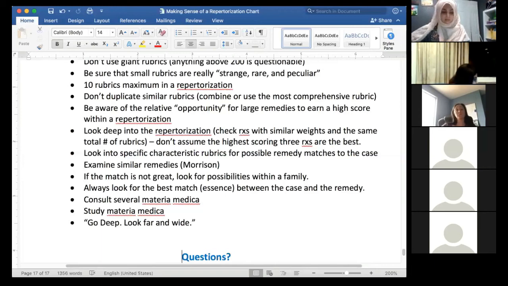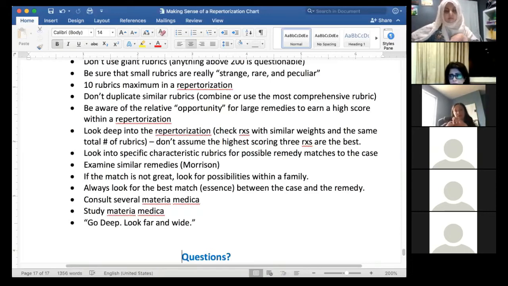It doesn't have, you can't look up remedies on it, but it's a nice little program for 99 bucks. And then you can send your chart to your email. So that's something you want to look at.